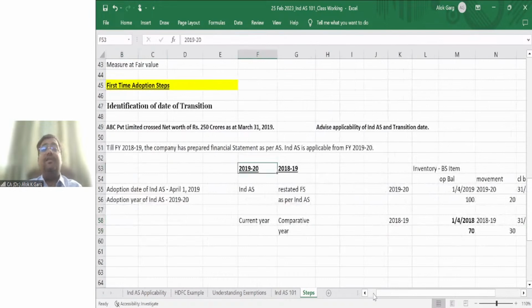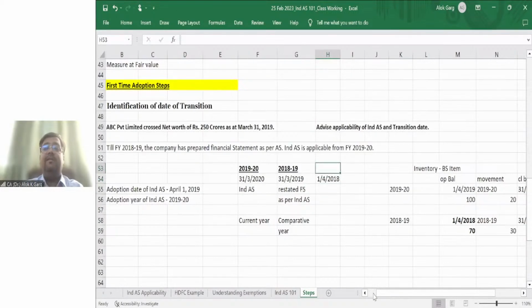This is how the balance sheet needs to be prepared at the time of first time adoption of Ind AS. In this case, the current year balance sheet is 31st March 2020, the previous year balance sheet is 31st March 2019, and the opening of the comparative year is 1st April 2018. These three balance sheets need to be prepared. This is known as the transition date. On this transition date, restatement is required. The numbers are required to be restated as per Ind AS.